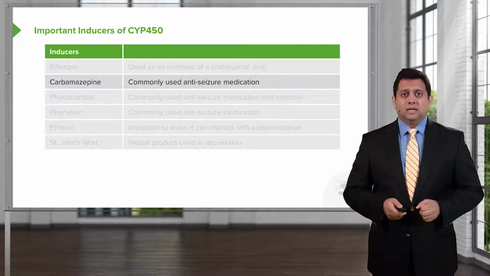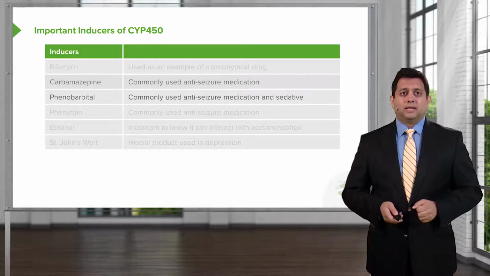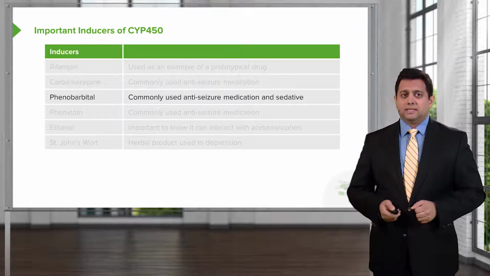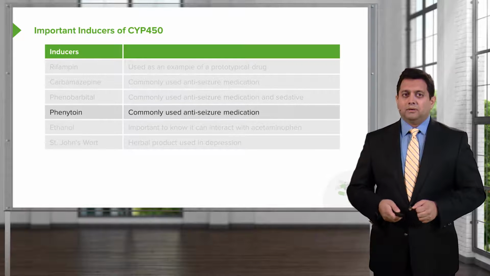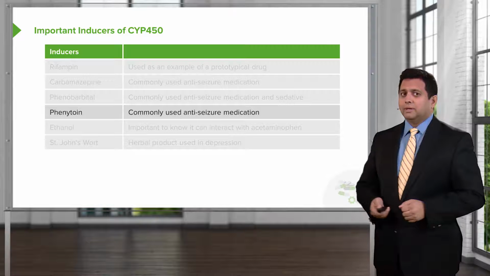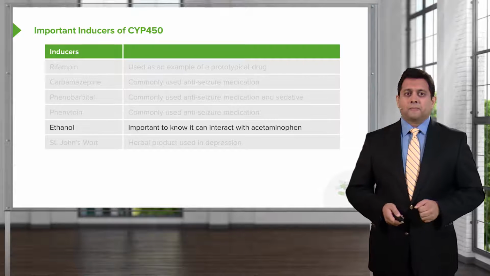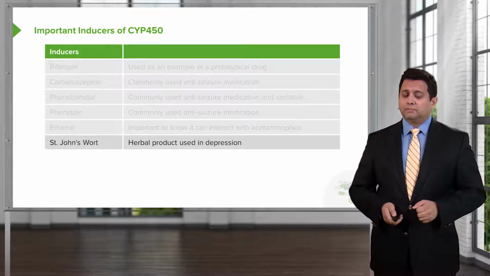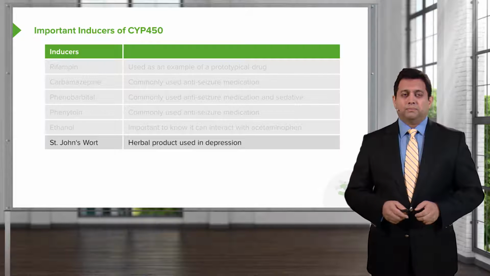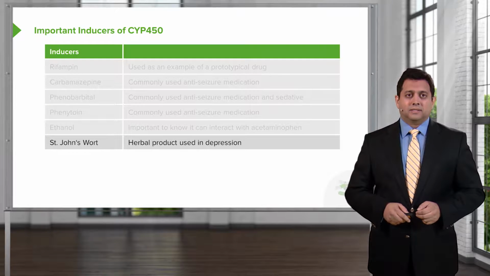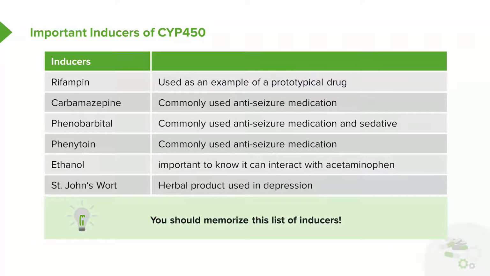Carbamazepine or Tegretol is used as an anti-seizure medication. Phenobarbital is an anti-seizure medication. Phenytoin or Dilantin is an anti-seizure medication. Ethanol is, of course, alcohol. And St. John's wort is a herbal product that has been particularly problematic for a lot of our patients. You should memorize this list.